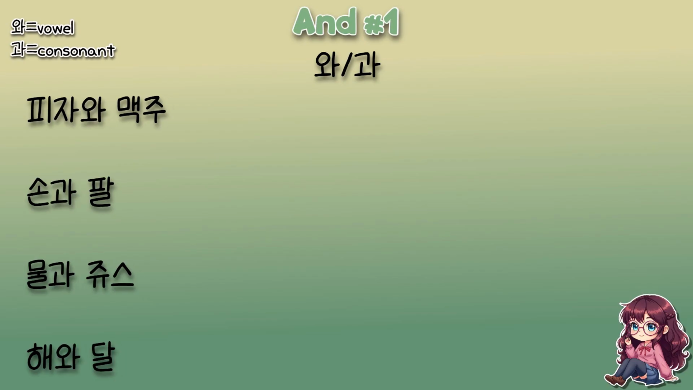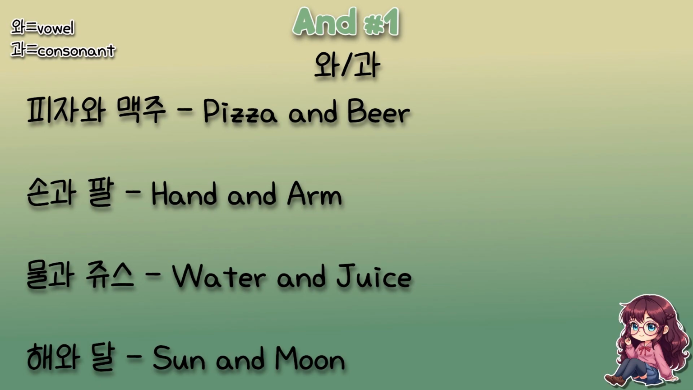The answers are 와, 과, and 와. 피자와 맥주. Pizza and beer. 손과 발. Hand and arm. 물과 주스. Water and juice. 해와 달. Sun and moon.